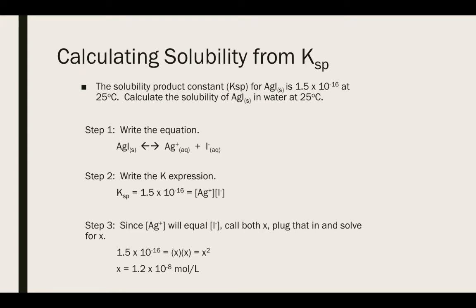Solve for X, and we're given a concentration of 1.2 times 10 to the negative 8th of both silver and iodide at equilibrium. This also means that the solubility of silver iodide is 1.2 times 10 to the negative 8th moles per liter.